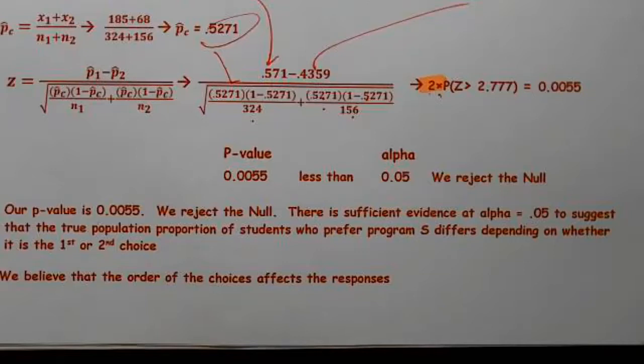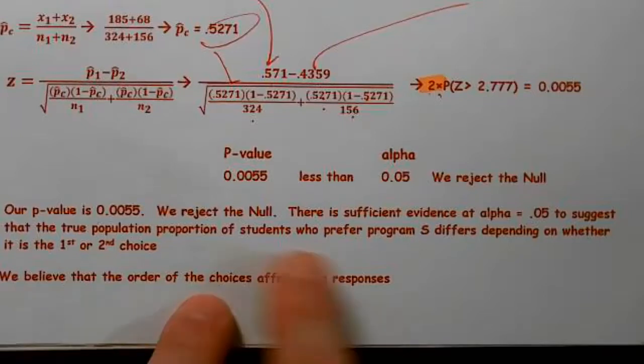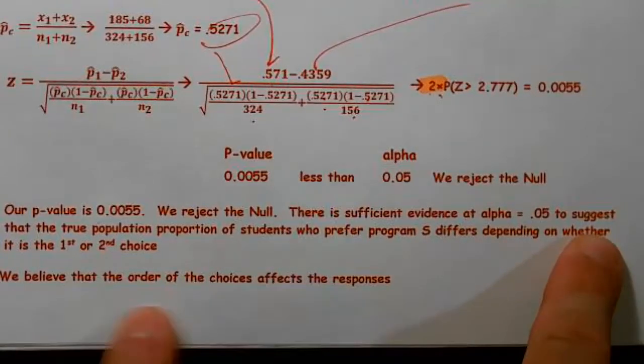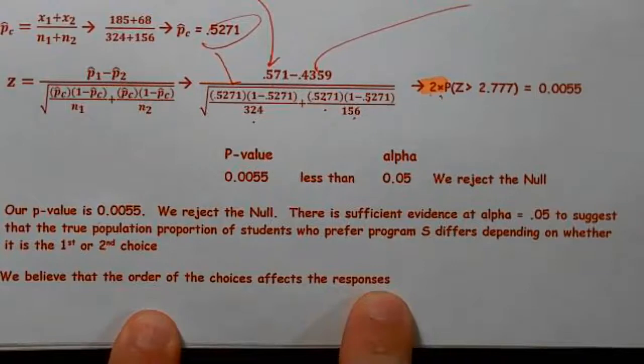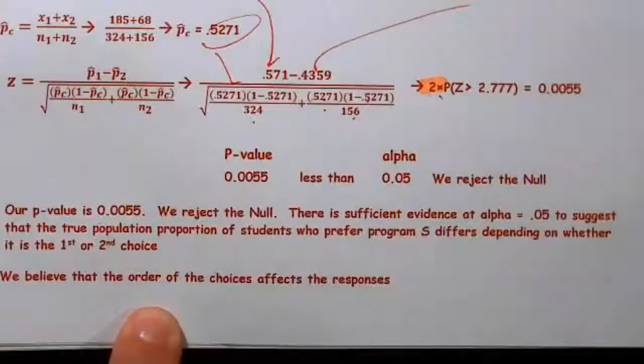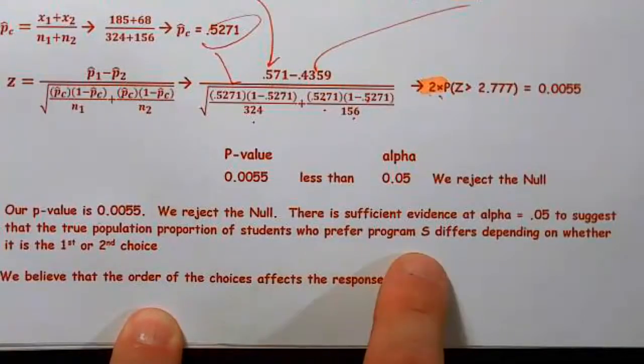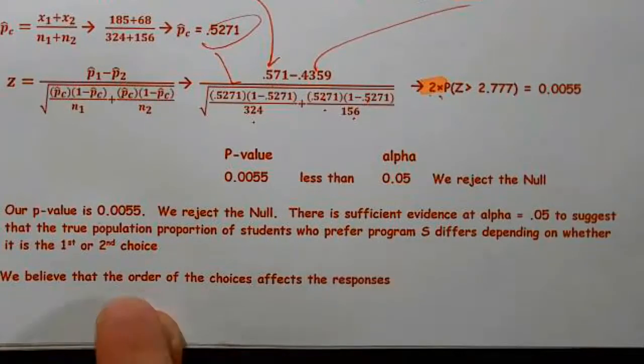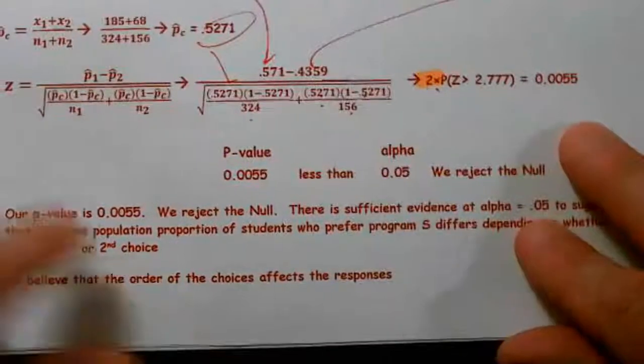So, does it make a difference? Yeah, we believe that the order of the choices affects the responses. And that was the question that they really asked us. This would probably take care of us. This definitely takes care of us. All this other work is justification. However, because I said who prefer program S differs depending on whether it's the first or second choice, probably sufficient in this case, but always good to have a single summary sentence that makes it very easy to understand.